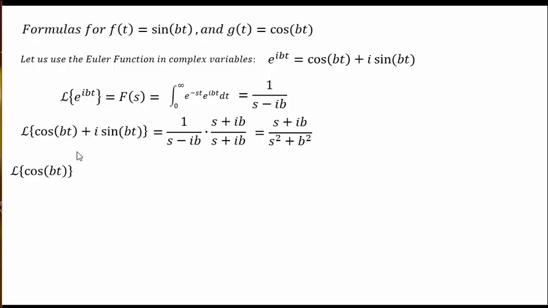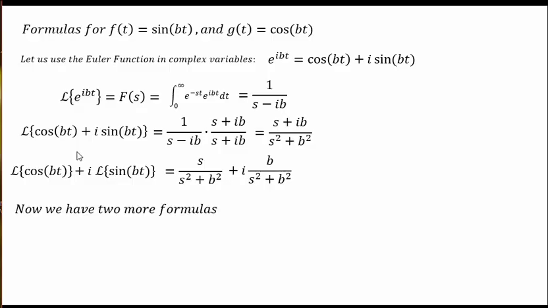And now the Laplace transform of cosine bt, with i taken outside, and the Laplace transform of sine bt. So this gives me a separate real part, s over (s squared plus b squared), plus i times b over (s squared plus b squared). So now this suggests that the real parts will be the same and the imaginary parts will be the same. So we can say the Laplace transform of cosine bt is s over (s squared plus b squared), and the Laplace transform of sine bt will be b over (s squared plus b squared). Thank you.